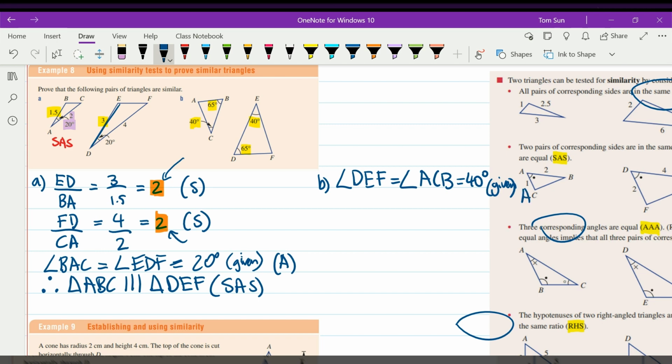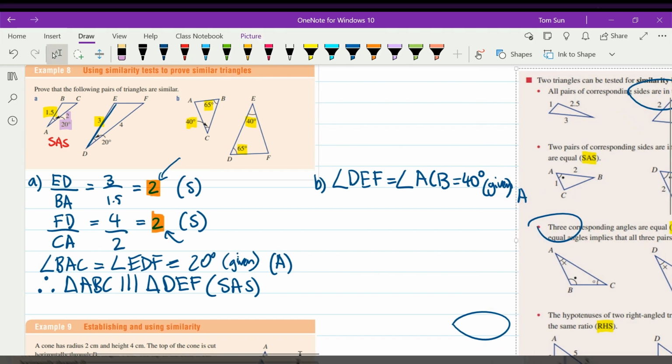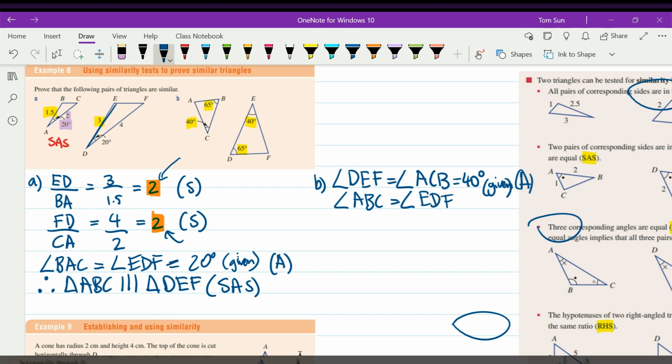Cool, so that's A. Let's do the other angle. So the other angle is angle ABC is equal to angle EDF, which is equal to 65 degrees, which is also given. Now, you might think, yeah, well, we're done. Well, actually, we're not. We need to fulfill AAA, but they haven't given us the third angle.